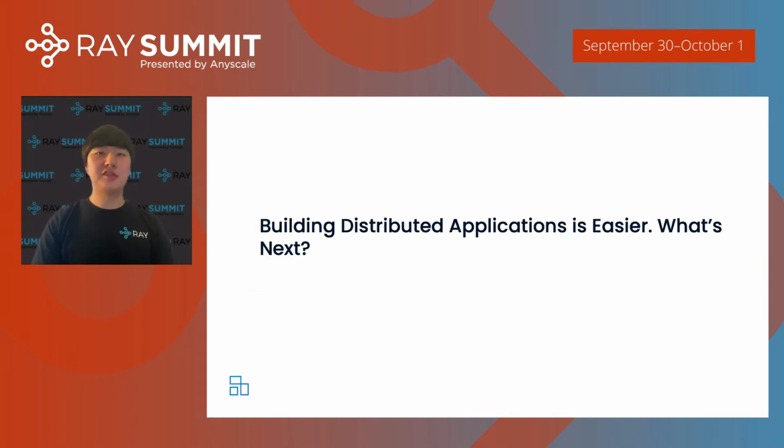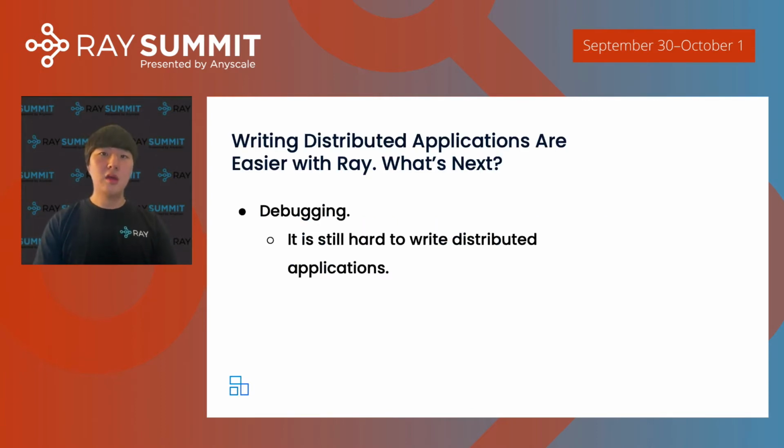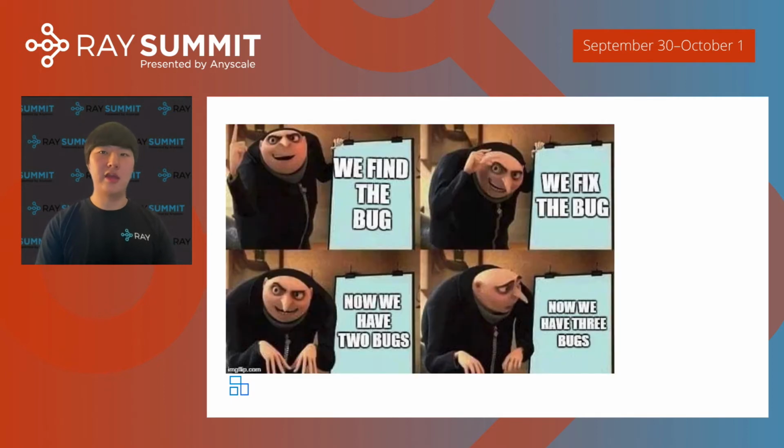So Ray makes it easy to build distributed applications. Then what are the next challenges? The first problem Ray developers usually face after they start development is to figure out how to debug Ray applications. Unfortunately, debugging distributed systems is really hard, and it is not an exception for Ray. And you usually face this kind of situation. You find a bug and fix it, but there are 2 more bugs and 3 more bugs, etc.